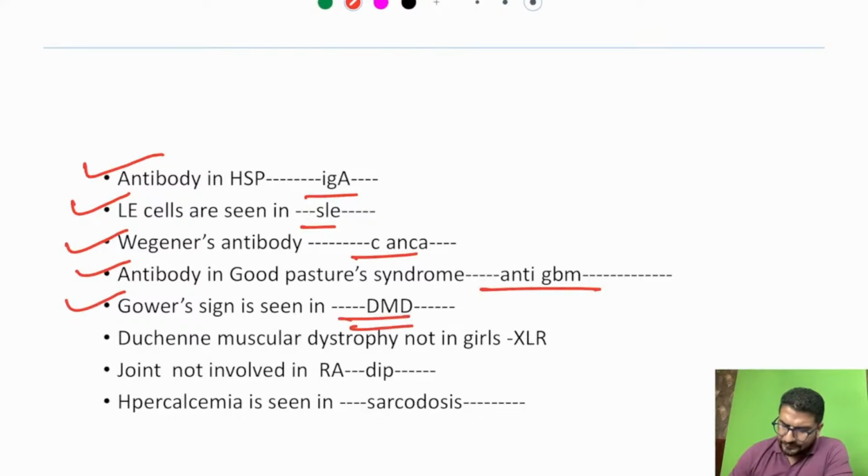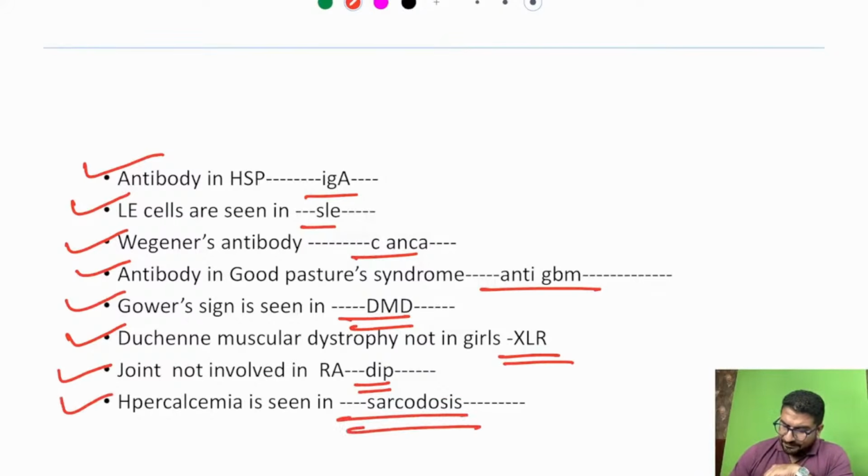Gowers sign you will see in Duchenne muscular dystrophy. Gowers sign means patient किसी टेबल का या आसपास पड़े ऑब्जेक्ट का हेल्प लेगा अगर बैठा है उससे खड़ा होने के लिए. Duchenne muscular dystrophy, this is not in girls because X-linked recessive. RA में कौन सा जॉइंट इन्वॉल्व नहीं होता? DIP. और याद रखना DIP is the most common joint involved in psoriatic arthritis.